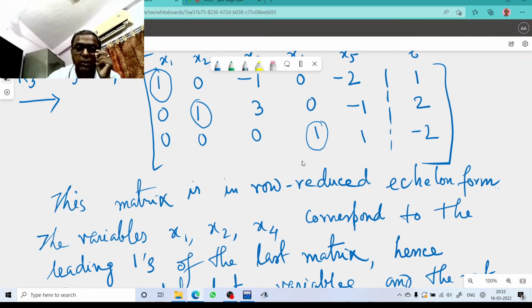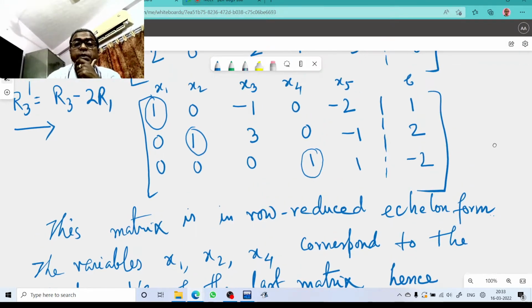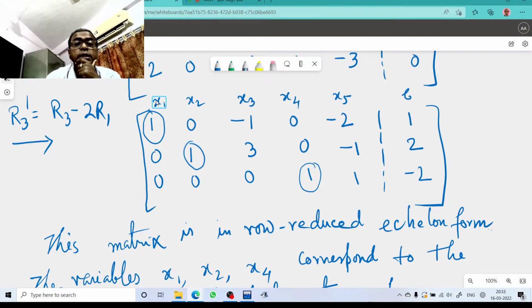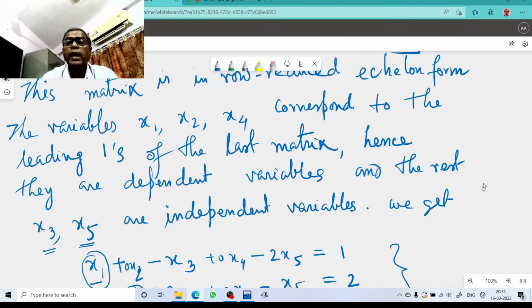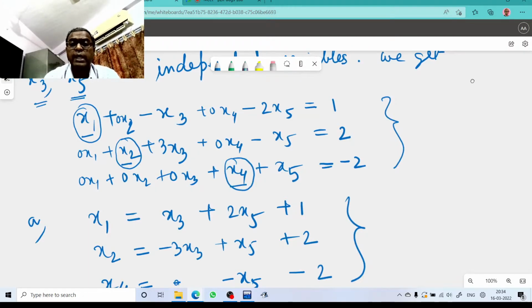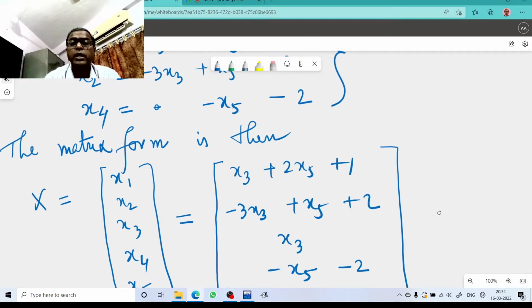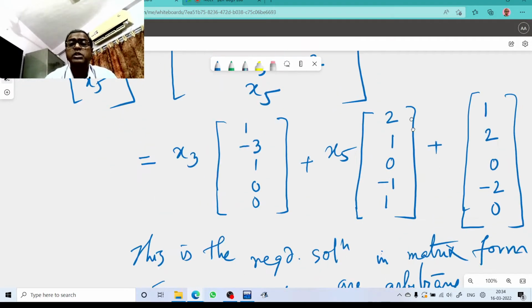From this leading one we get the corresponding dependent variable x1, from the second leading one x2, and from the last leading one x4 is a dependent variable. And the other variables x3 and x5 are independent variables. So actually we want to express the dependent variables x1, x2 and x4 with the help of the independent variables x3 and x5, and by putting any real numbers in place of x3 and x5 you can get an infinite number of solutions for this system.